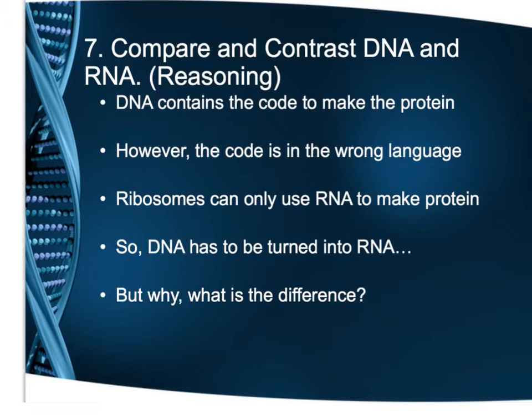DNA contains the code to make the protein. However, the code is the wrong language. Ribosomes can only use RNA to make protein. We talked a little bit about RNA making protein yesterday. I talked about how RNA is like the ticket that the waiter might give to the cook to make whatever protein or whatever food it is. So DNA has to be turned into RNA, and we went over this process called transcription, real brief at the end of the hour yesterday. So what's the difference?